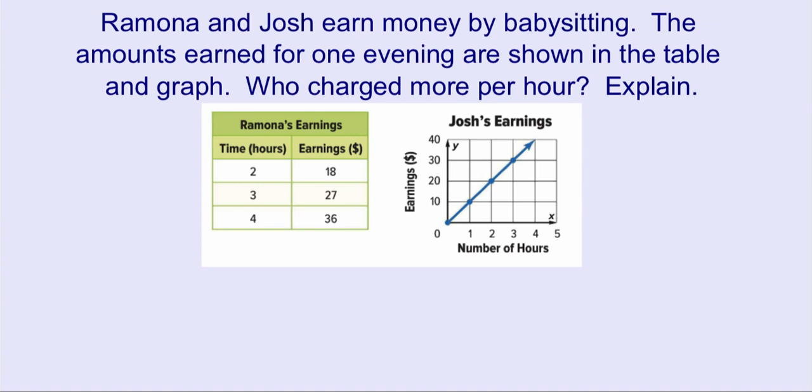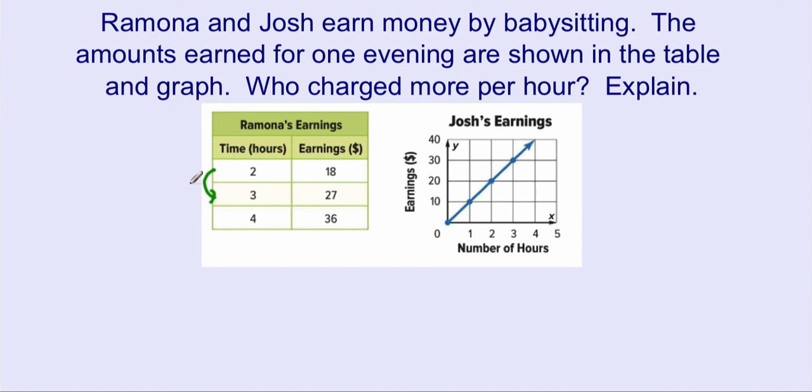So last one, and then we're all done. Ramona and Josh earned money by babysitting. The amount earned for one evening is shown in the table and graph. Who charged more per hour? And then we have to explain how we know. Basically, we're going to practice each of them: pull the data from a table, pull the data from a graph, showing our work, and then compare the two together.